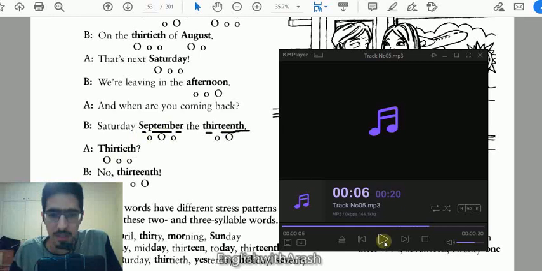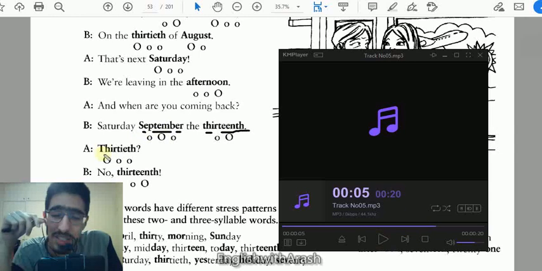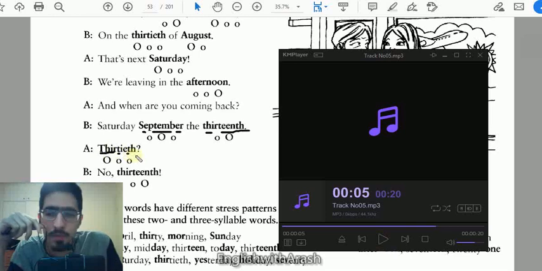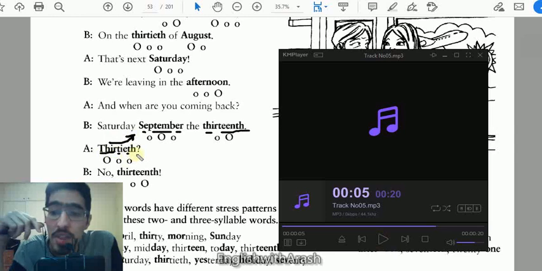Next part. 30th. No, 10th. 30th? It's like a question. 30th? Stress is on the first part. 30th. 30th? A question you ask with a rising intonation. Another pronunciation point because it's a question. 30th. 30th?